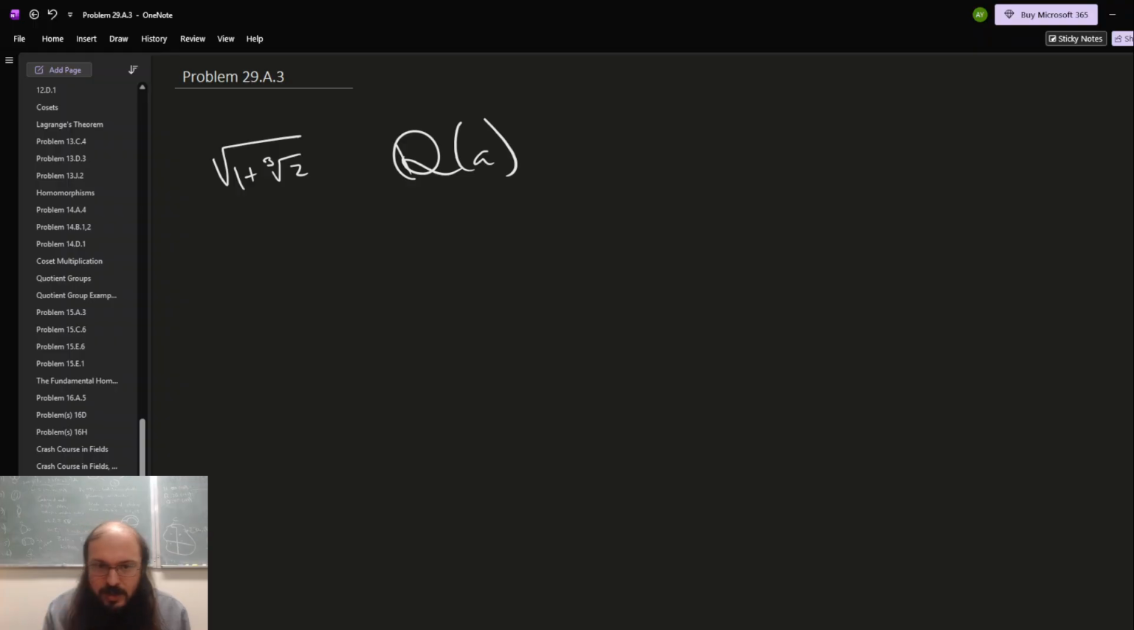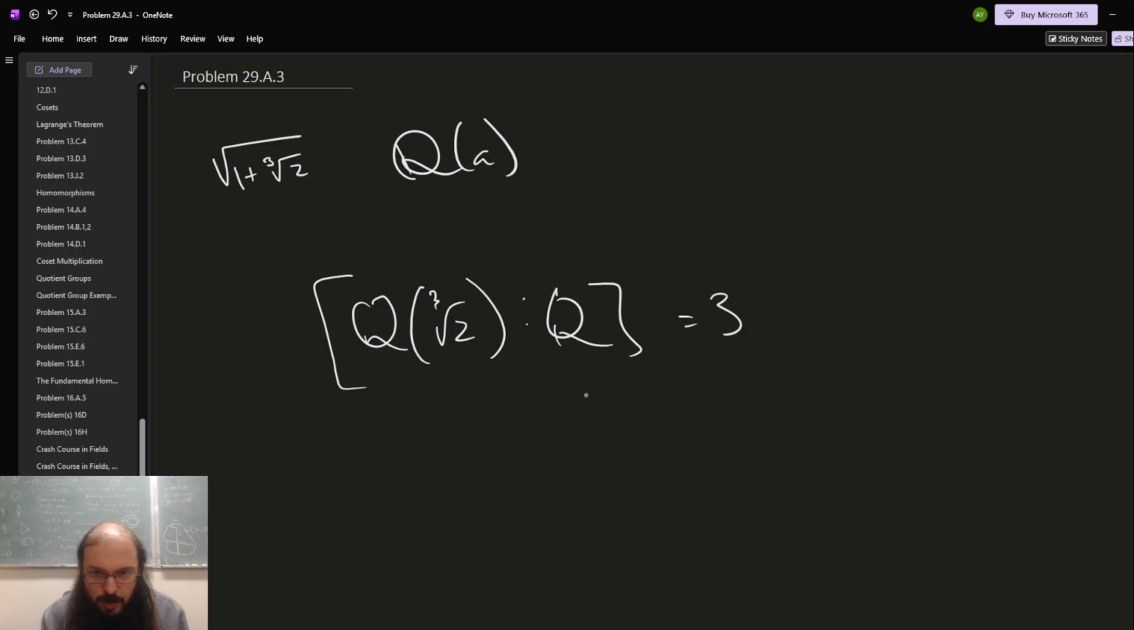So what I want to call your attention to is that I can start by figuring out what's going on with just the cube root of 2. And we've kind of seen that one before, right? The degree of this extension is 3, with a basis being given by 1, cube root of 2, squared, or cube root of 4. This is a basis for this guy.